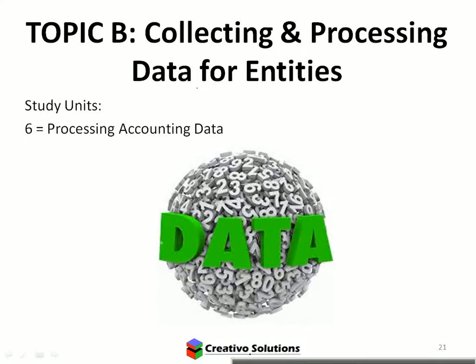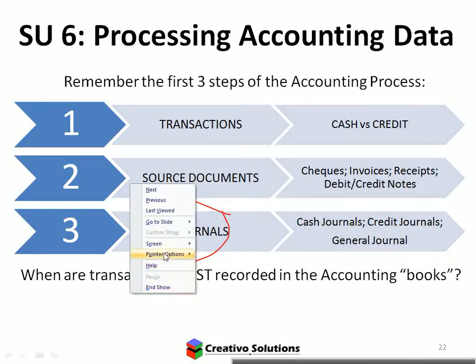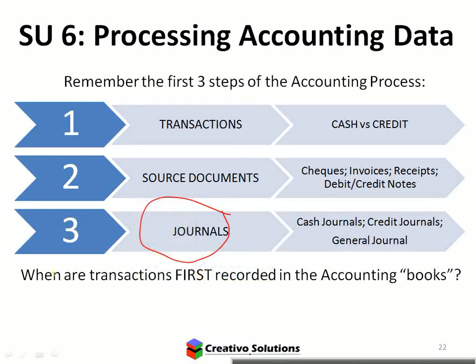Then we need to look at processing the data. This is looking at the journals. So far what we've covered is transactions, analysis, interpretation, and number two, source documents, that's the proof. Receipts, checks, etc. Six is looking at the transactions, the journals. Question, when do we record transactions?